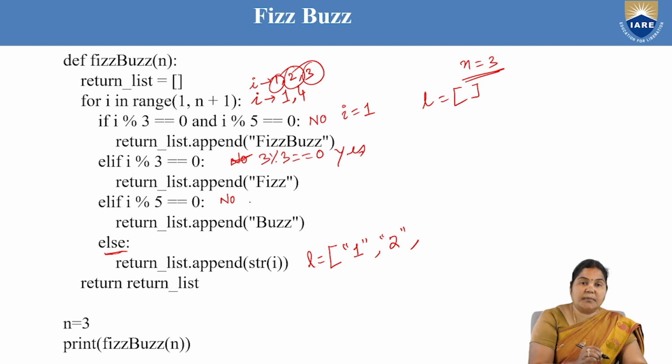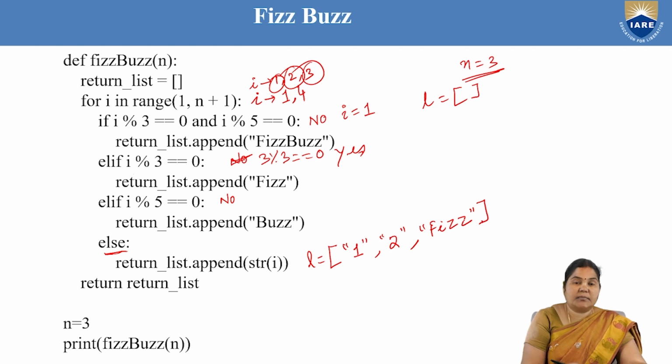Then how much do we have to append to the list? We have to append the string fetch to this. So this way, next time my loop will be over, and what do I have to return? I have to return 1, 2, fetch. This is a list of strings as the output.